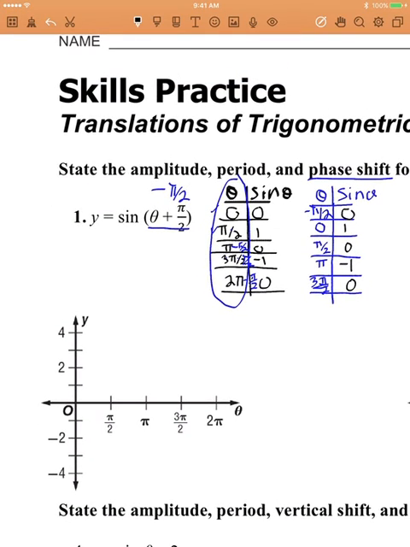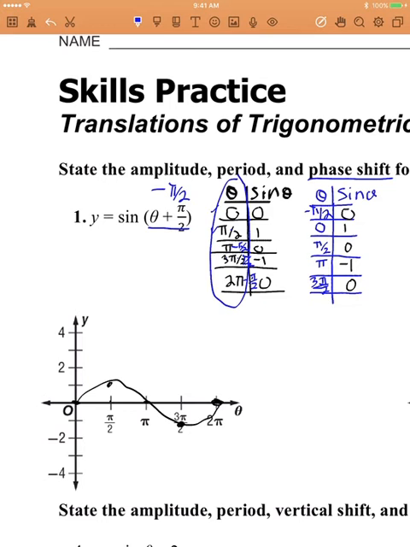So let's graph the parent function first, the sine of theta, and then we'll graph the new one. So 0, 0; pi over 2, 1; pi, 0; 3 pi over 2, negative 1; and 2 pi, 0. And then we connect this graph. I know it's not beautiful. Actually, let me try that one more time. A little better.